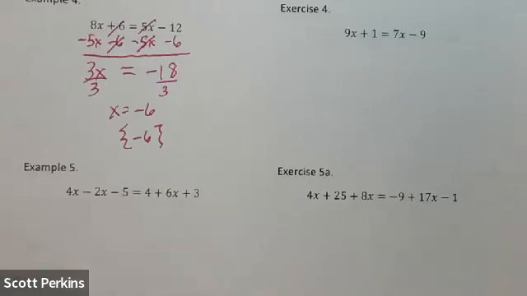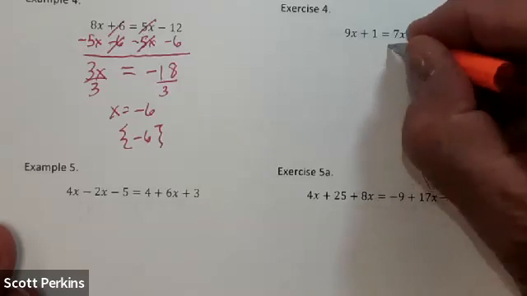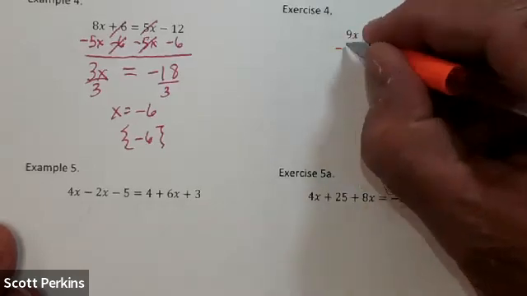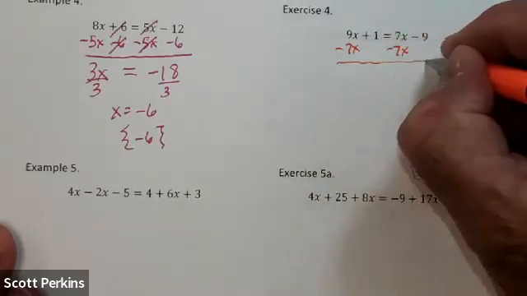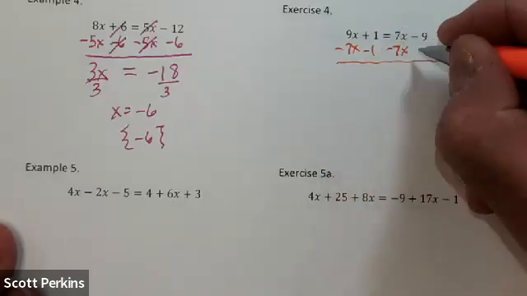All right, I'm going to put the x's on the left. Again, if you put the x's on the right, we will end up at the same destination. So I'm going to put the x's on the left. I'm going to subtract the 7x to bring it over to the left. So subtract 7x. I'm going to move my numbers over to the right. So I'm going to subtract 1.